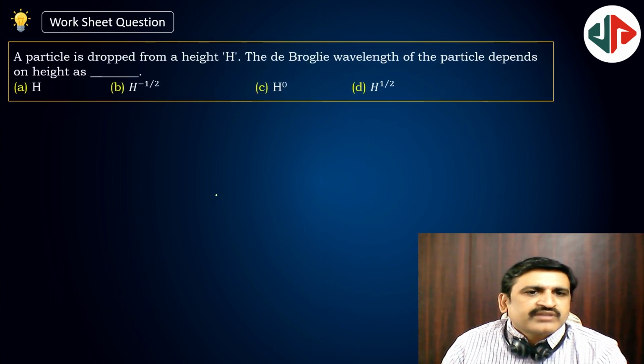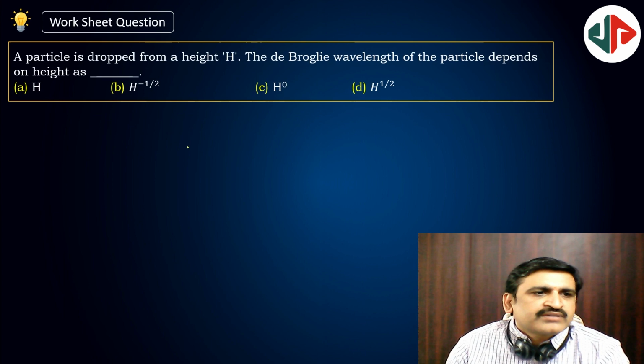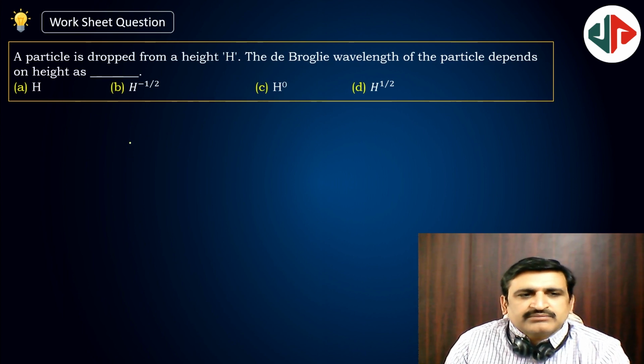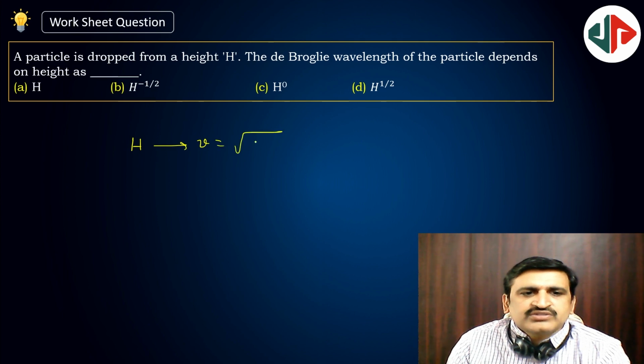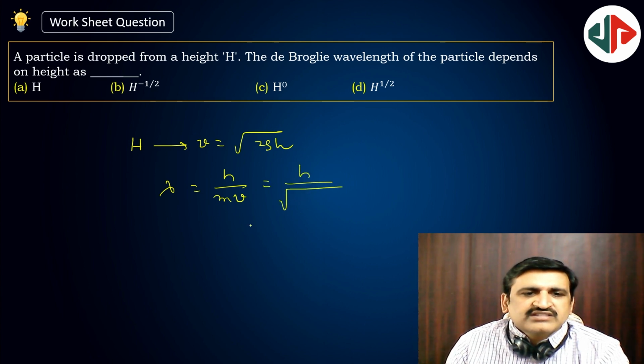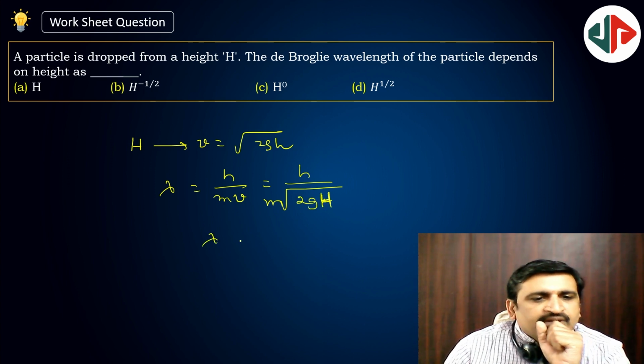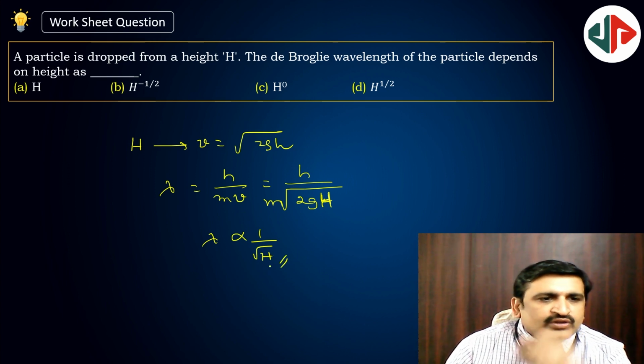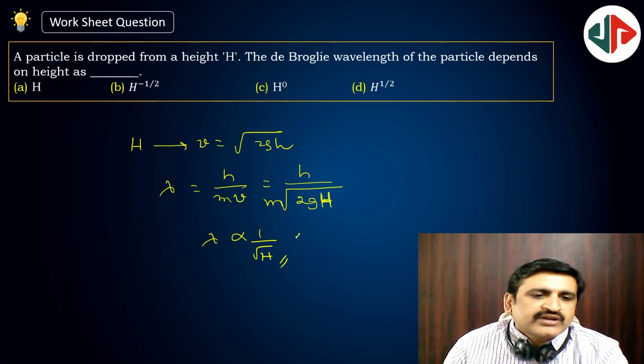Particle is dropped from a height h. De Broglie wavelength of the particle depends upon the height. Particle dropped at height causes velocity v equal to root 2gh. And de Broglie wavelength lambda equal to h by p, mv, which is equal to h by m square root of 2gh. Lambda inversely proportional to root h. So h power minus 1 by 2.